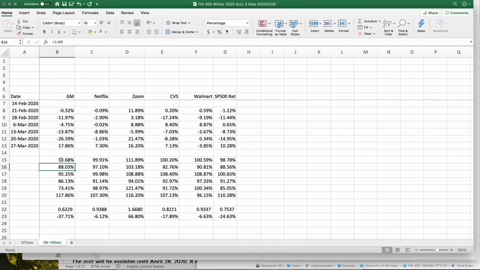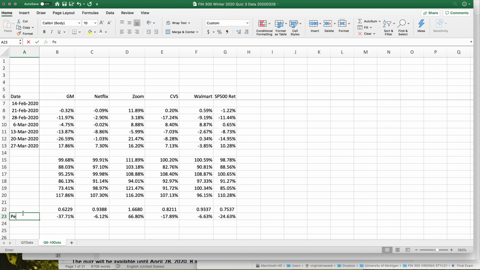If I put another $1 in at the end of the week and forgot about the first one, I'd have 88 cents. If I put another $1 in and forgot about the one before that and the one before that, I'd have 95 cents. And so at the end of this time period, if I put $1 in, I would only have 62 cents here from GM. If I did the S&P 500, I'd only have 75 cents. And so if you do 1 minus those, then you get the percent return. So this is technically the answer.